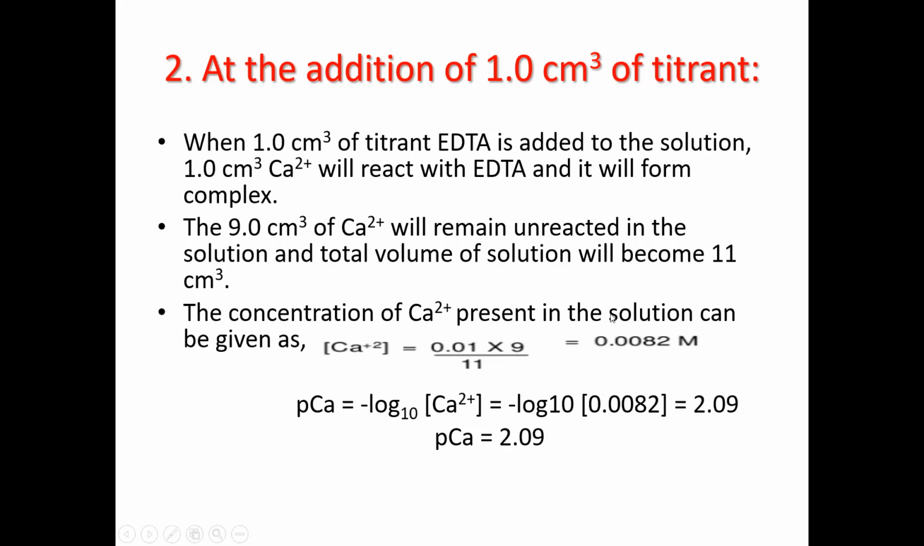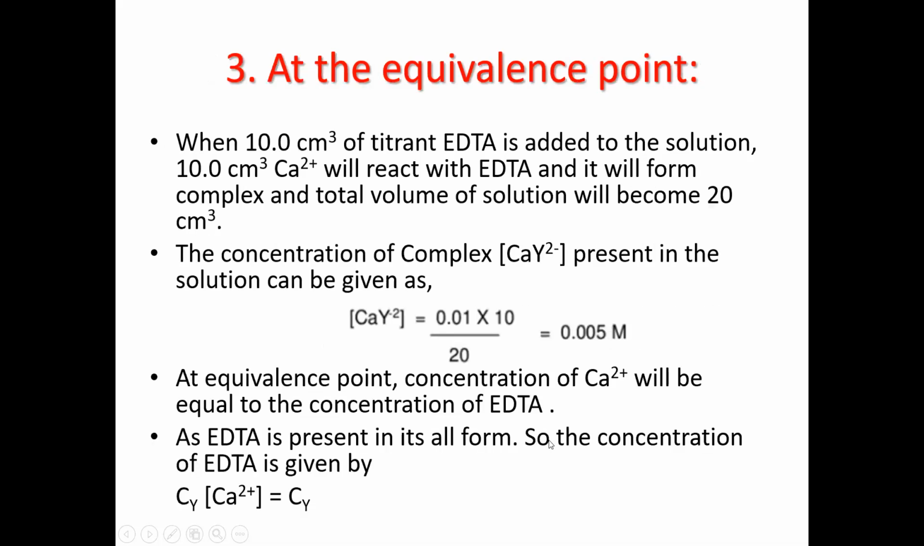You have 10 mL of your calcium ion solution with 1 mL of EDTA, that will be 11. And this is the molarity, and this is the volume of your calcium ion multiplied by the molarity divided by the total volume, which will give you the molarity of the pCa. So pCa will now be the negative log of the calcium ion concentration, and that will be minus log 10 of this, to give your pCa of 2.09.